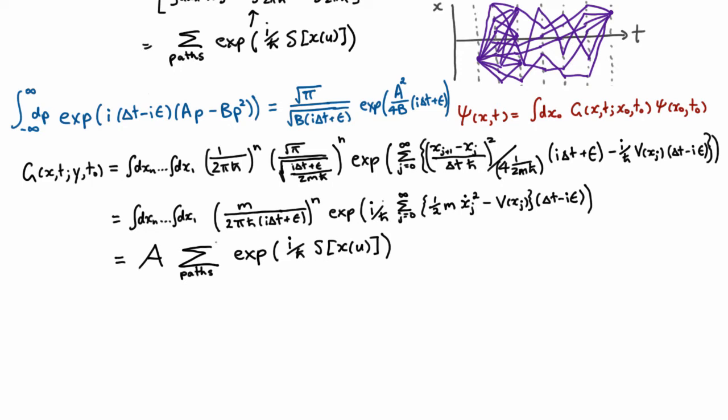Now note that here all paths are equally important, so there's no sense in which the path with the least action is special in any way. But it still turns out to be very important for reasons I can explain.